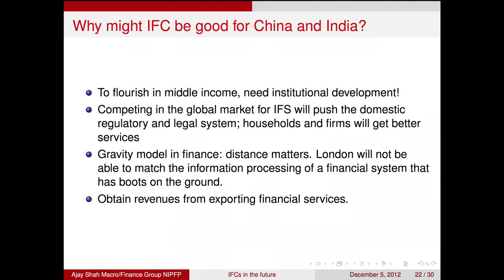And finally, of course, there is the argument that to the extent that a Sri Lankan government bond issue or a Sri Lankan telecom company issues securities in Bombay, this gives exports of financial services from Bombay. To the extent that the Vietnamese government is funding itself using a bond issue in Shanghai, this generates export revenues for the financial system in Shanghai.